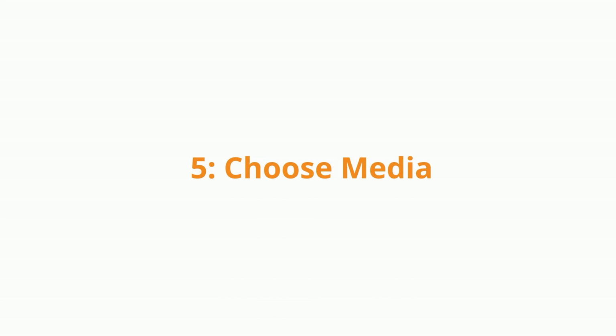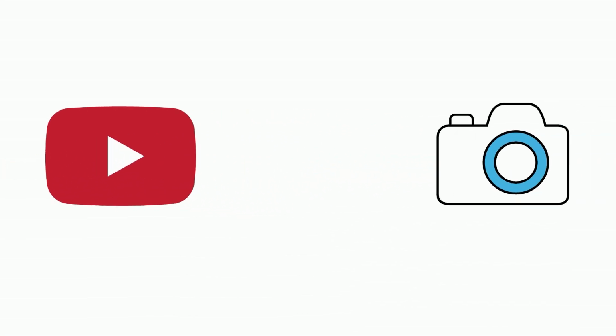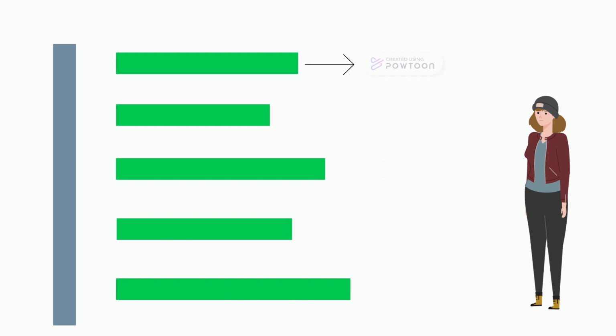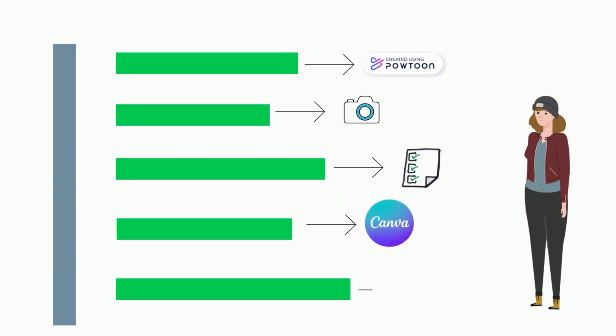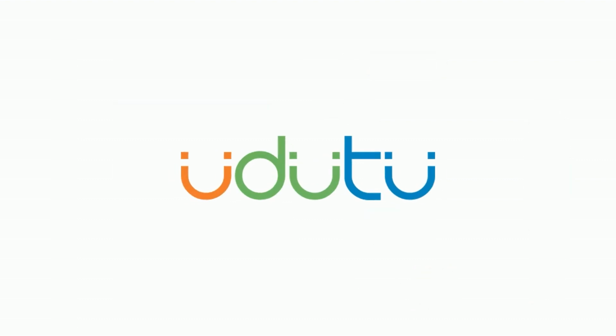Step 5. Choose a media type. Decide on the media type to bring the content to life. It could be an animated video created in Powtoon, a basic text and image screen, a quiz screen, a survey, a graphic made in Canva, or an interactive element from Genially. Whatever you build can be easily added to a Udutu course.